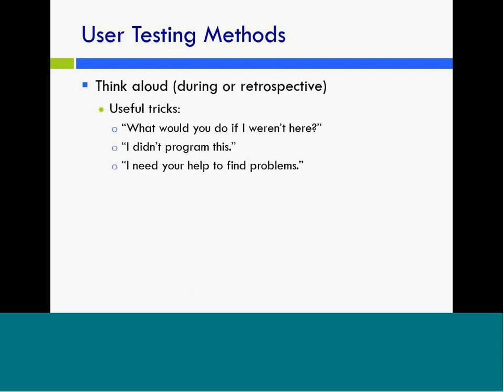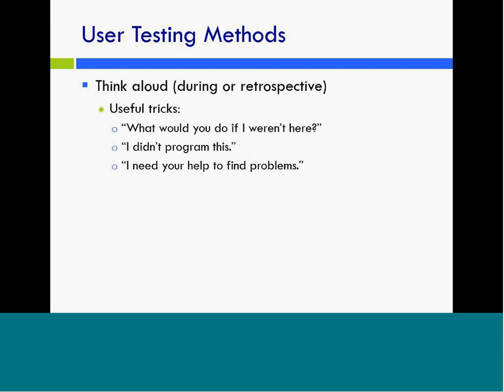If you go do user testing, a couple of useful tricks that I will give you: at some point in every single user testing session, people will look to the research associate, research assistant, researcher who is there, and look to them for, what do I do next? And the question you feed back to them is, well, what would you do if I weren't here? Because you are not going to be there in real life. You want to know how they would actually use this.